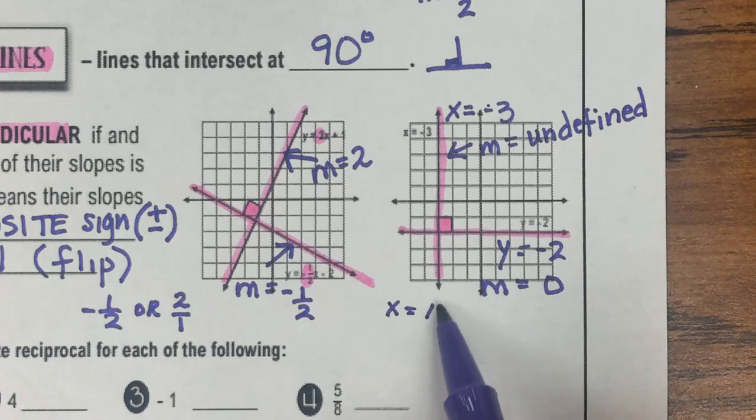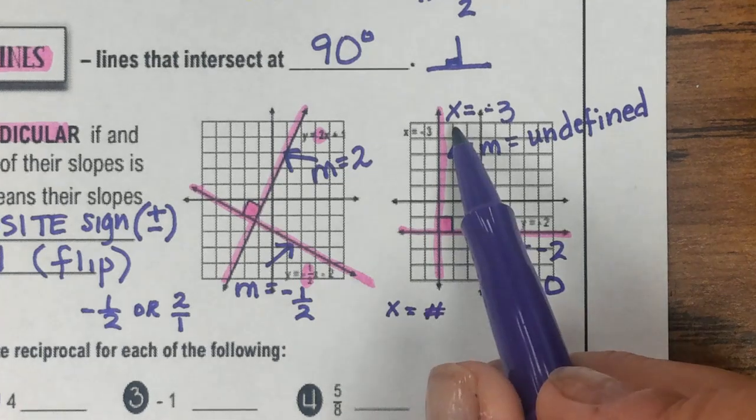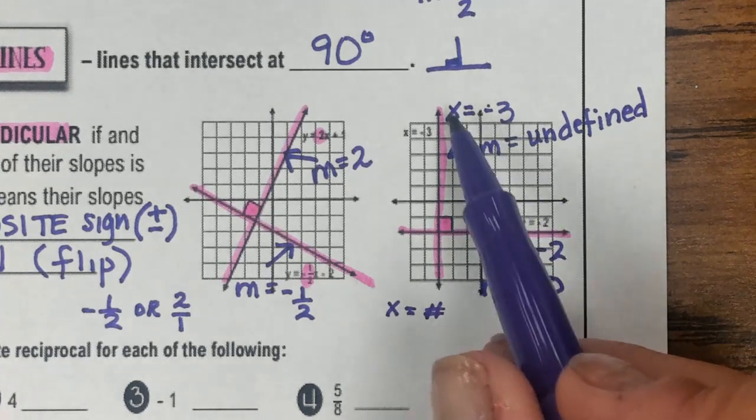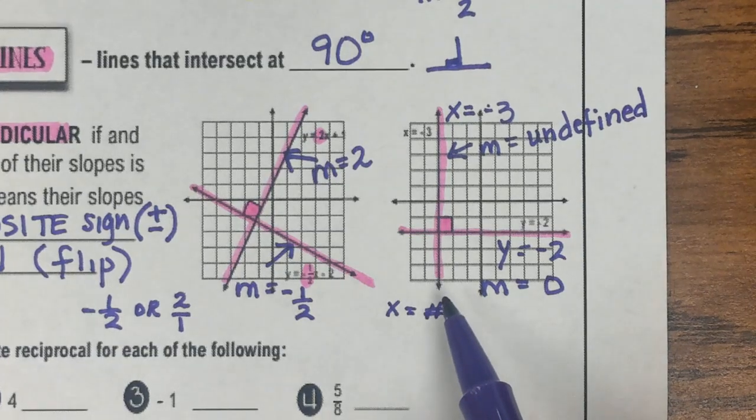If x equals any number, so basically x in this case was -3, it's going to be a perfect vertical line.